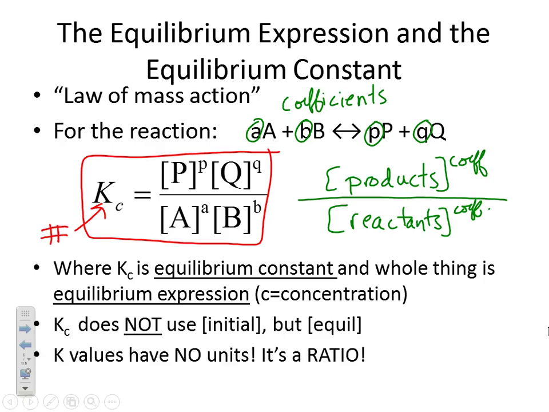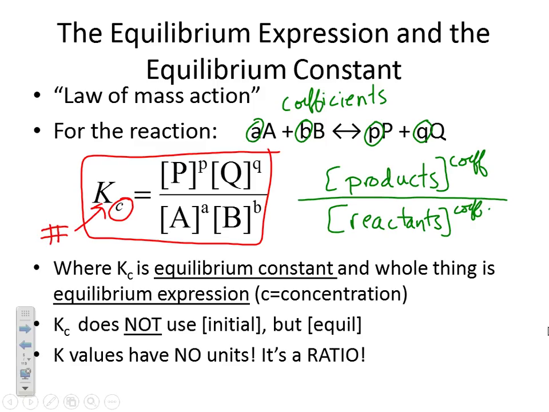The C, to go back, the C that's shown right here stands for concentration because those square brackets are indicating molarity. Kc does not use initial concentrations, but it uses equilibrium concentrations, so that's critical. You can't plug in initial concentrations and get a K value. K values have no units. There are no units to this.